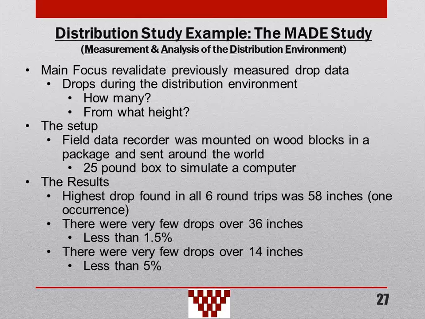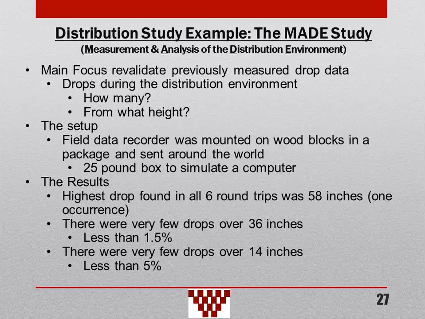The setup was that they mounted field data recorders on wood blocks in a package and sent it around the world to represent a 24-pound box, simulating a computer. The result was that the highest drop height found in all 6 round trips was 58 inches, and it was only 1 occurrence. There were also very few drops over 36 inches, which is less than 1.5%, and very few drops over 14 inches, which is less than 5%.